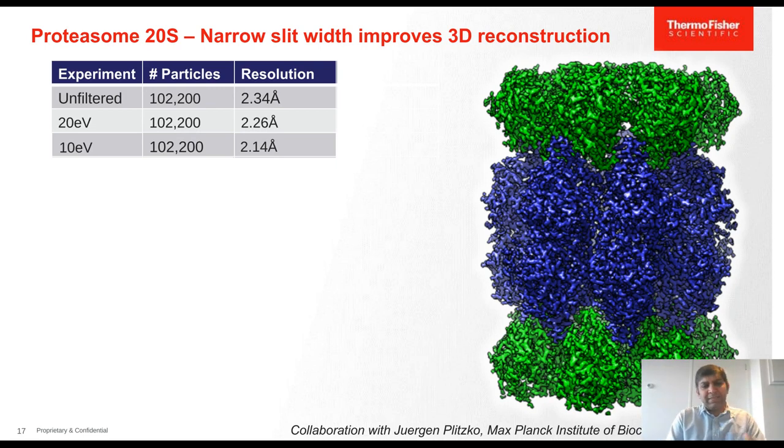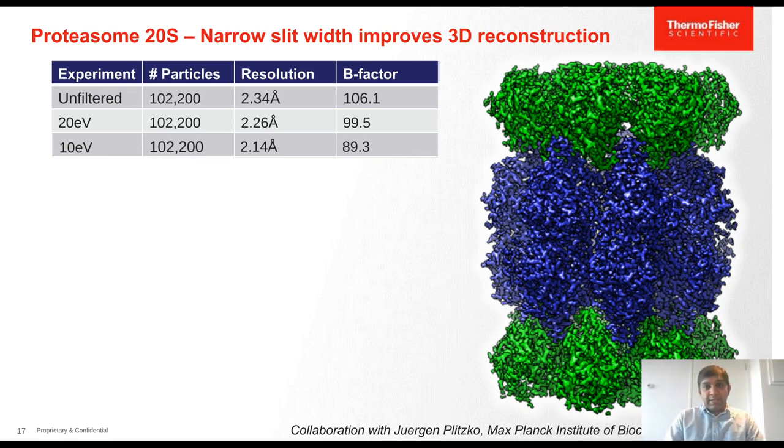Now, it's about 0.12 angstrom difference between 20 and 10 eV, and about 0.08 angstrom difference between unfiltered versus filtered imaging. Is this significant? If we look at the B factors, then we can see that yes, there is definitely a big change going on from unfiltered versus filtered.